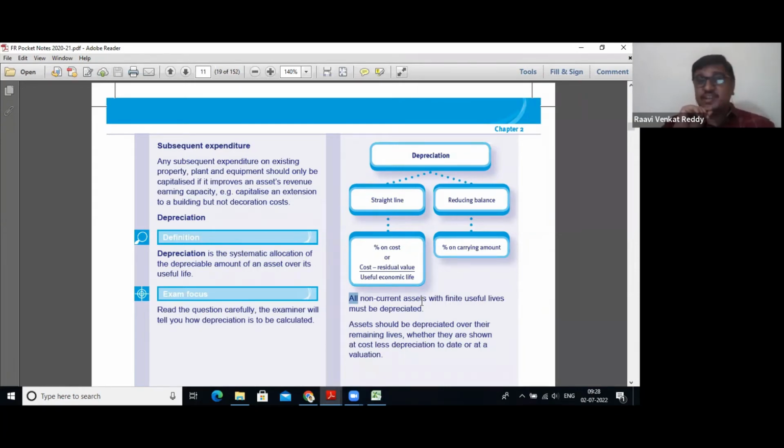So if the depreciation amount is high, then there is a possibility that the company might pay less taxes. That is one angle. The other angle is, if a company wants to apply for a loan in a bank, generally the banker will see the company's profits. If the company profits are high, then the chances of getting the loan are also high. Now, in that case, the company will try to minimize the depreciation.